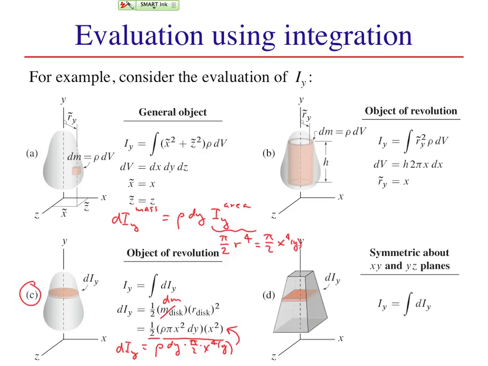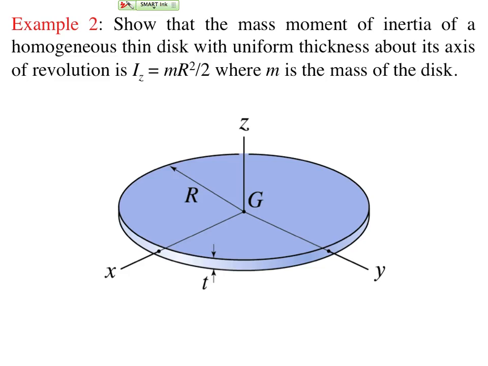We'll return to this to see how to generate expressions for mass moments of axisymmetric solids in examples 3 and 5. This example asks us to show that the mass moment of inertia of a homogeneous thin disk with uniform thickness about its axis of revolution is Iz equals 1/2 mr squared, where m is the mass of the disk and r is its outer radius.